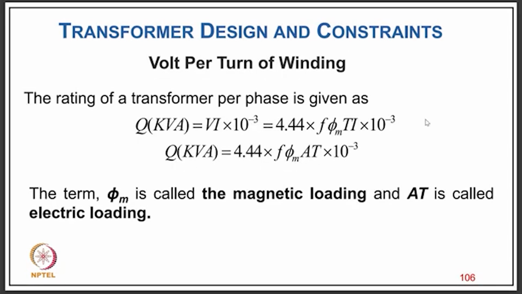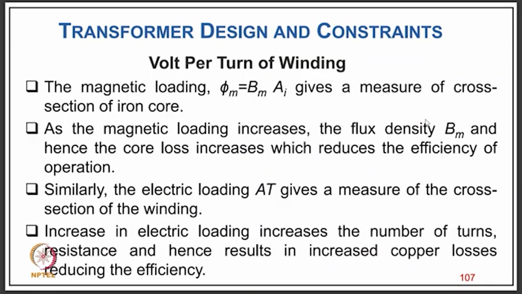Typically the rating of the transformer per phase is given by Q equal to Et Ip into 10 power minus 3, so it is 4.44 f phi m Tp Ip into 10 power minus 3. So Q becomes 4.44 f phi m AT into 10 power minus 3. The term phi m is called the magnetic loading and AT is called the electric loading.